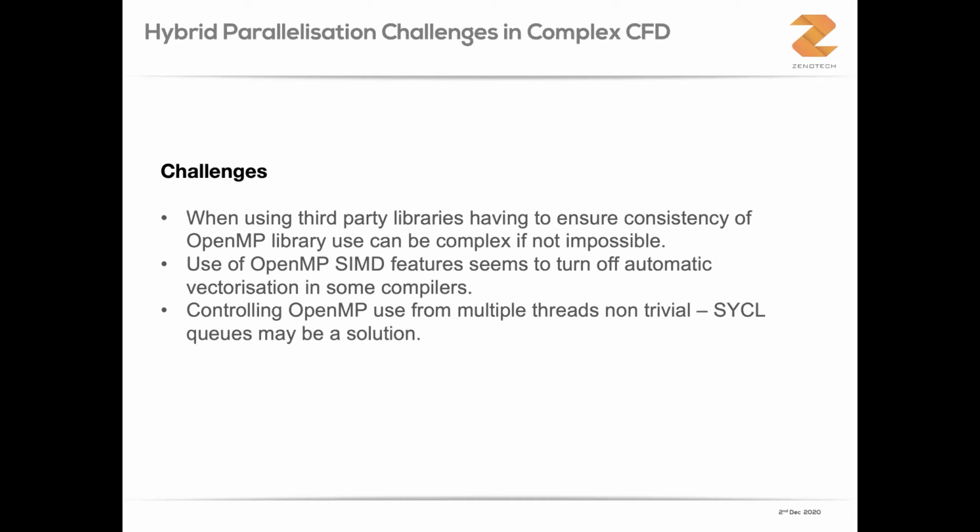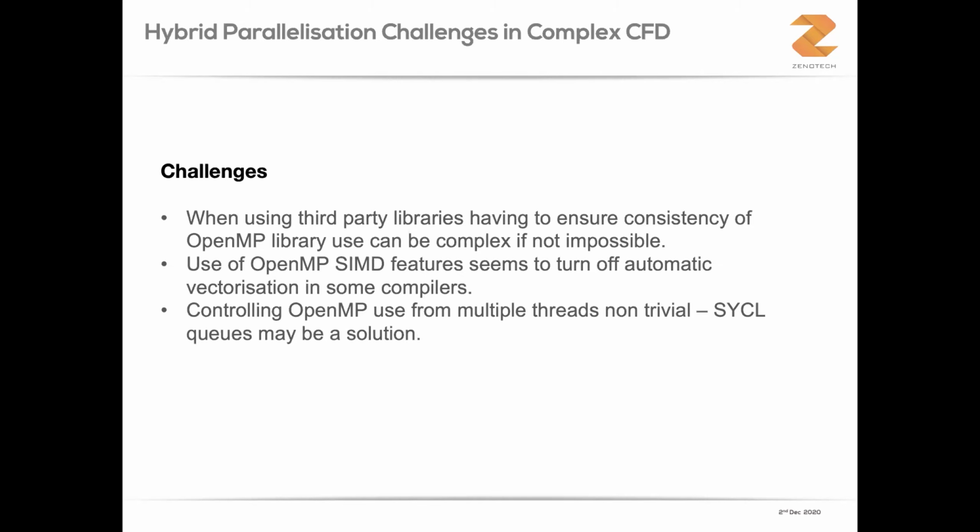We've also found using some of the OpenMP SIMD features does interfere with the automatic vectorization in some compilers, so you don't get the consistent use of that. So we've actually turned off the OpenMP SIMD features because it seemed to be conflicting with some of the optimizations which were happening by default in the compiler that we were using. So that's an interesting one that we've come across as well.